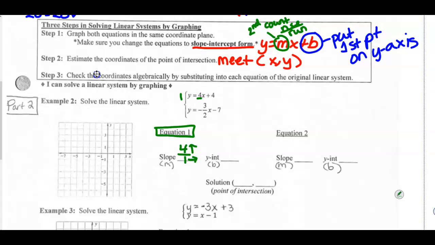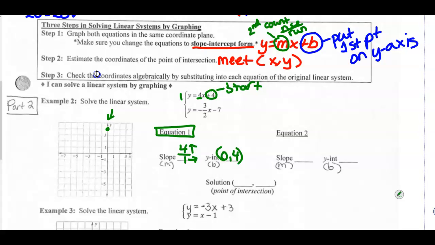When I look at the second one, my b is a positive 4. So remember, we write the b as (0, 4). So I'm going to graph this first line. I put my point on (0, 4). It's 1, 2, 3, 4. It goes right here. My first point is always on the y-axis, always on the b. I start here.